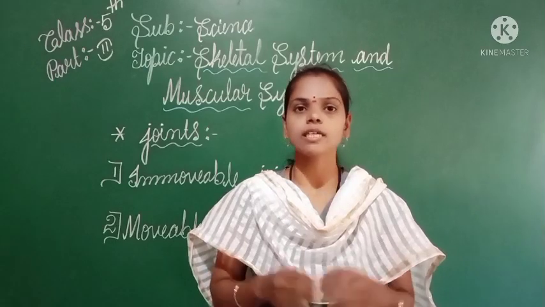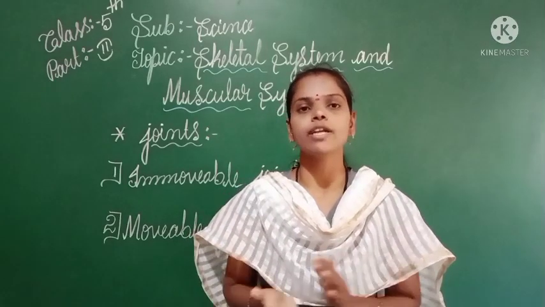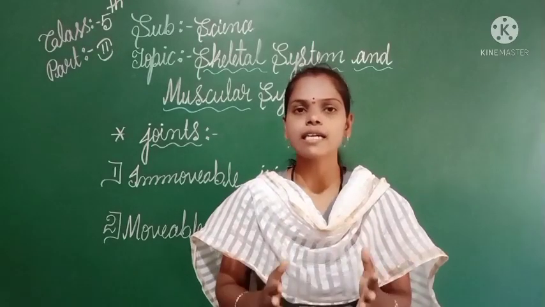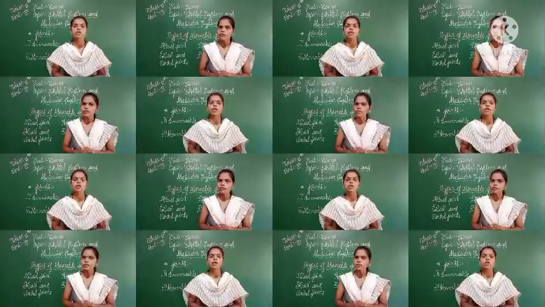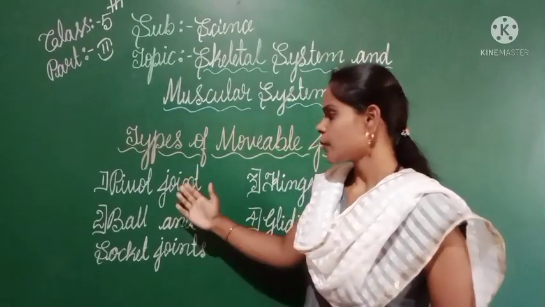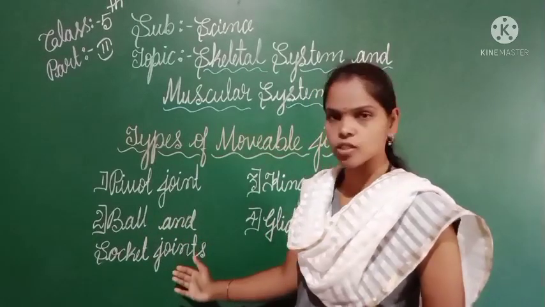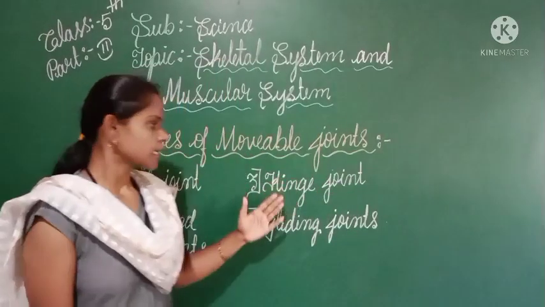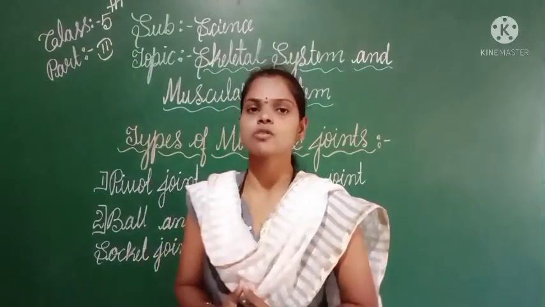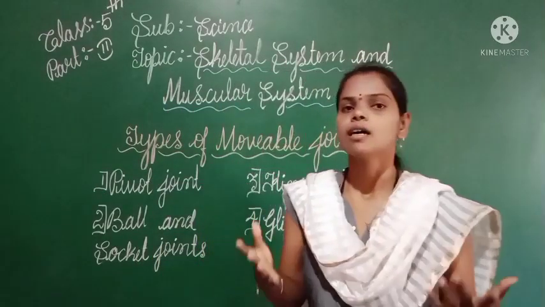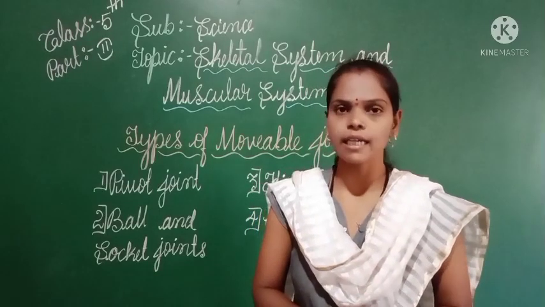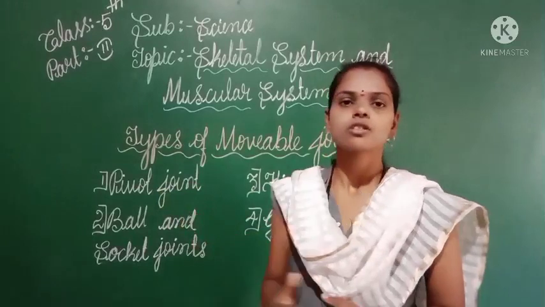So dear students, in movable joints we can see different kinds of movable joints. Let us learn and discuss in detail about that. We can see four types of movable joints: pivot joints, ball and socket joints, hinge joints, and gliding joints. These are the four types of joints which are present in the skeletal system. First, let us discuss the pivot joint in detail.